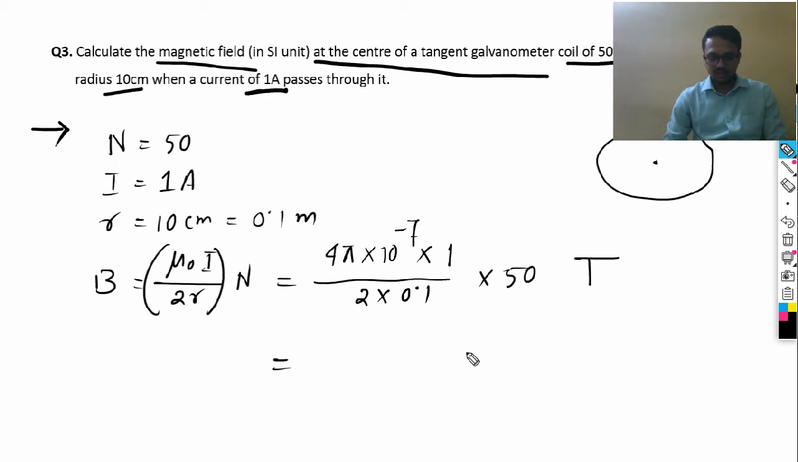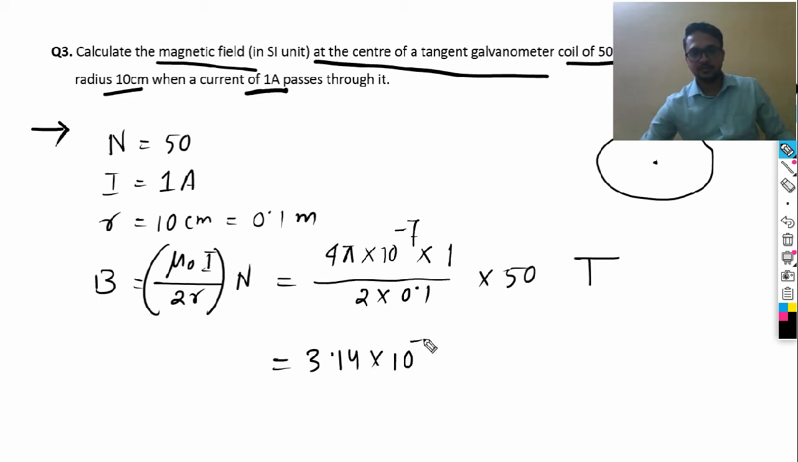Here I am using 4 into pi into 10 to the power minus 7 into 50 divided by 2 by 0.1. So we are getting 3.14 into 10 to the power minus 4 Tesla. Bas, leave it here. This is the correct answer.